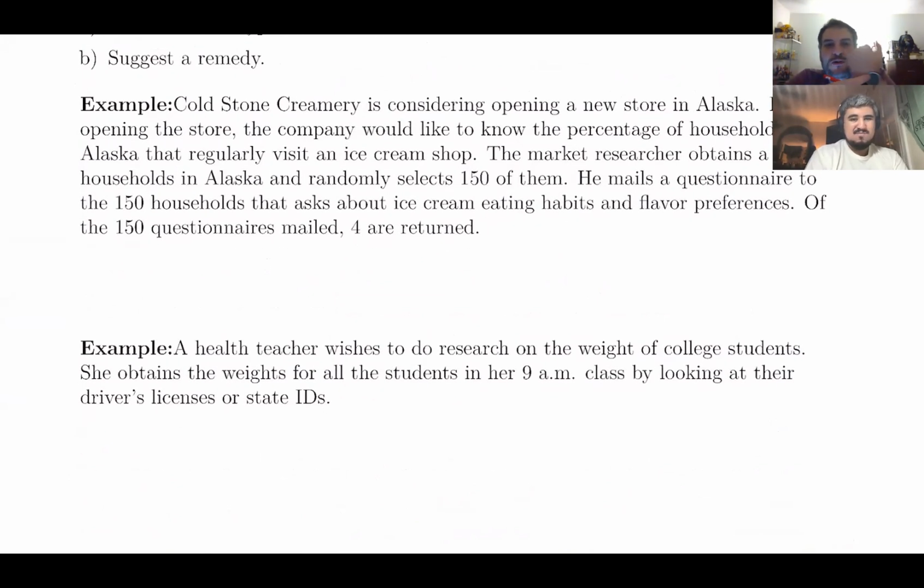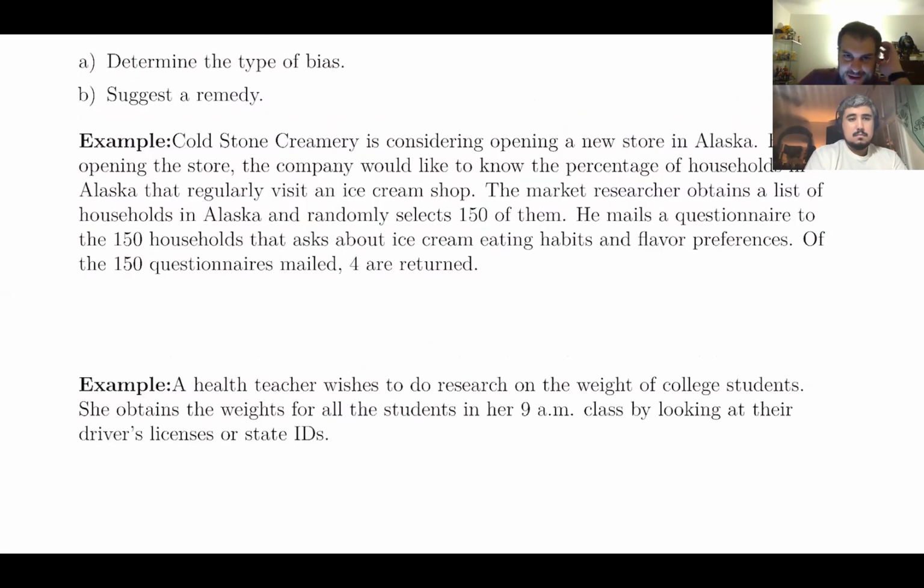So for this one, it says Cold Stone Creamery is considering opening a new store in Alaska. Before opening the store, the company would like to know the percentage of households in Alaska that regularly visit an ice cream shop. The market researcher obtained a list of households in Alaska and randomly selected 150 of them. He mailed a questionnaire to the 150 that asked about ice cream eating habits and flavor preference. Of the 150 questionnaires mailed, 4 are returned. So for this one, what could be a bias that they're gonna have here?